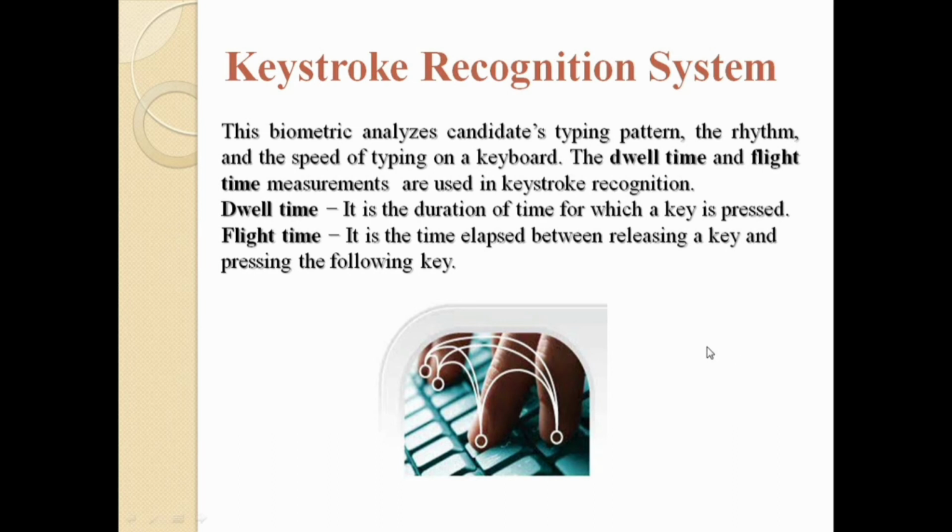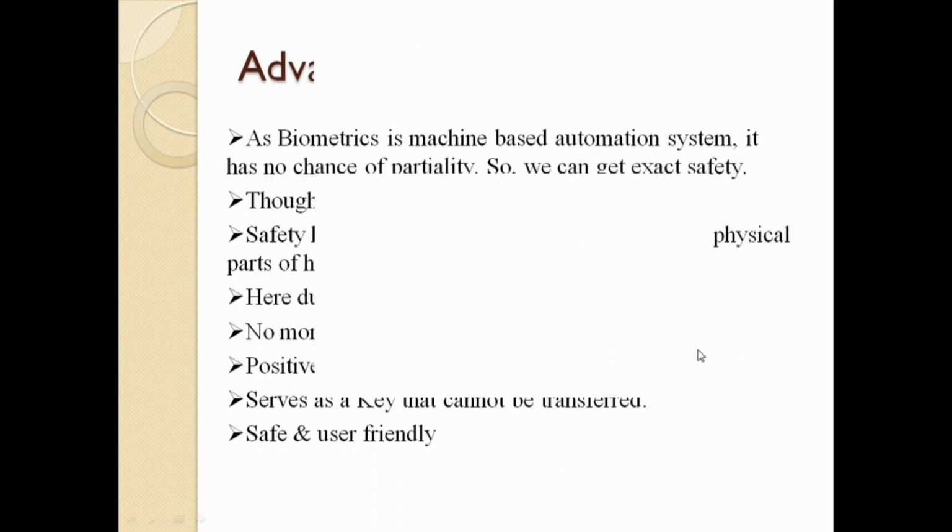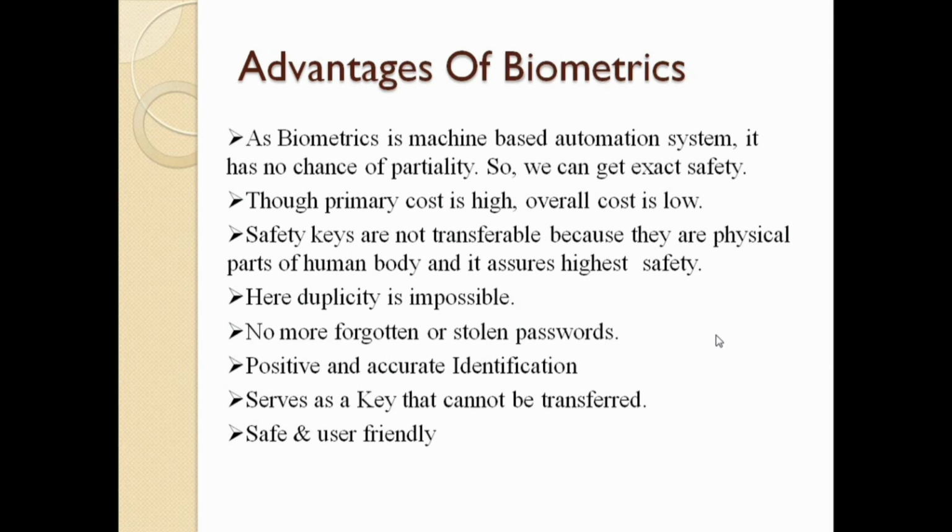Now we'll move to see what advantages we can find in biometrics. As biometrics is a machine-based automation system, it has no chance of partiality, so we can get exact safety, though the primary cost is high and the overall cost is low. Safety keys are not transferable because they are physical parts of the human body, and it assures the highest safety.